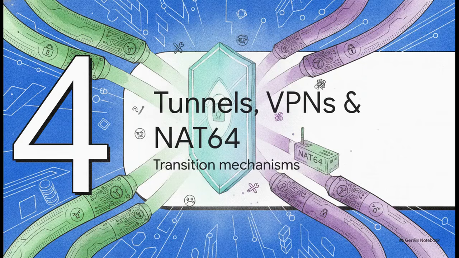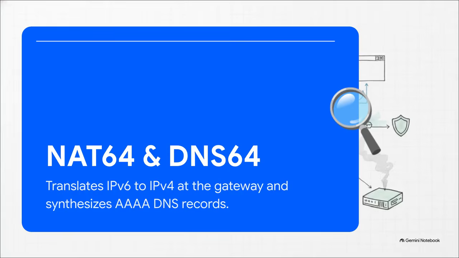Let's move to Section 4, Tunnels, VPNs, and NAT64. Even in a pristine IPv6-only environment, your clients still need to talk to the legacy IPv4 internet. That's exactly where NAT64 and DNS64 come in. DNS64 basically tricks the client into thinking an IPv4 server actually has an IPv6 address, and NAT64 handles the translation at the gateway. Failures here usually involve exhausted translation pools, or maybe an application hard-coded an IPv4 literal address, which completely bypasses your DNS translation.